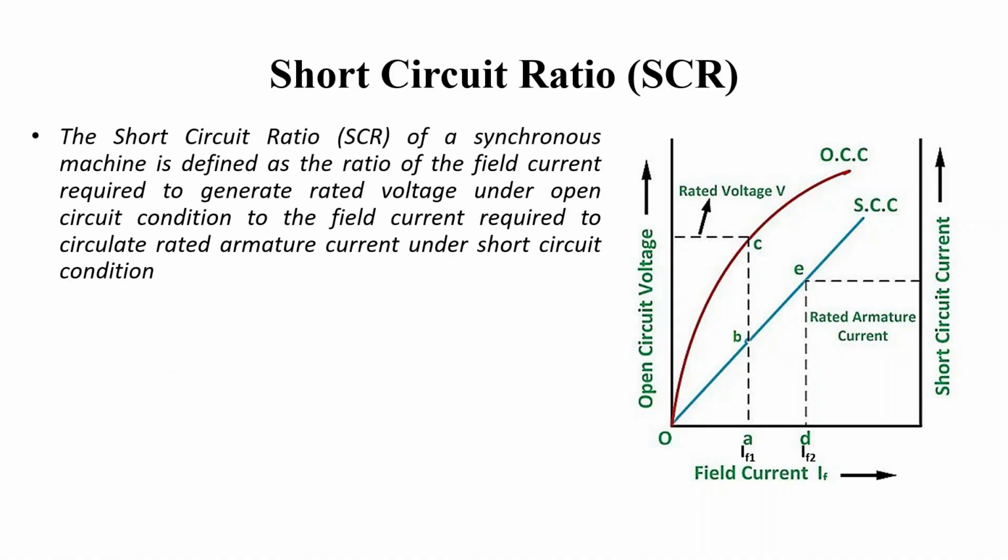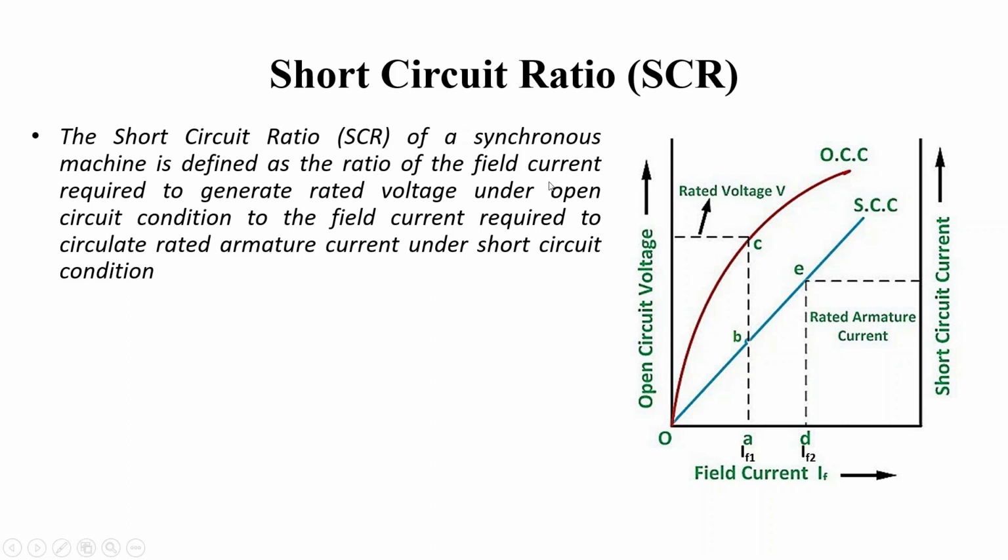The short circuit ratio of a synchronous machine is defined as the ratio of field current required to generate rated voltage under open circuit condition to the field current required to circulate rated armature current under short circuit condition. So this is open circuit and short circuit characteristics of a typical synchronous machine. Here, open circuit characteristic indicates the variation of open circuit voltage with variation of field current, and short circuit characteristic is the graph between short circuit armature current with respect to variation of field current.